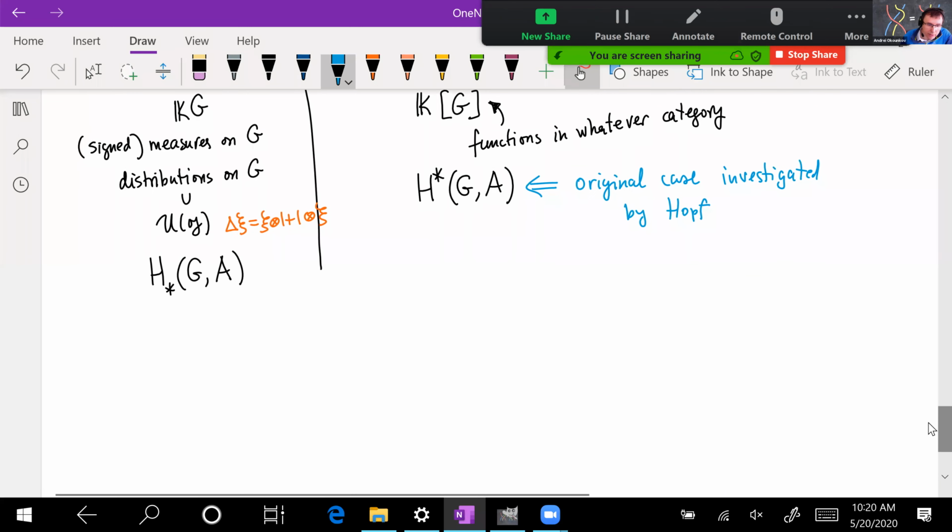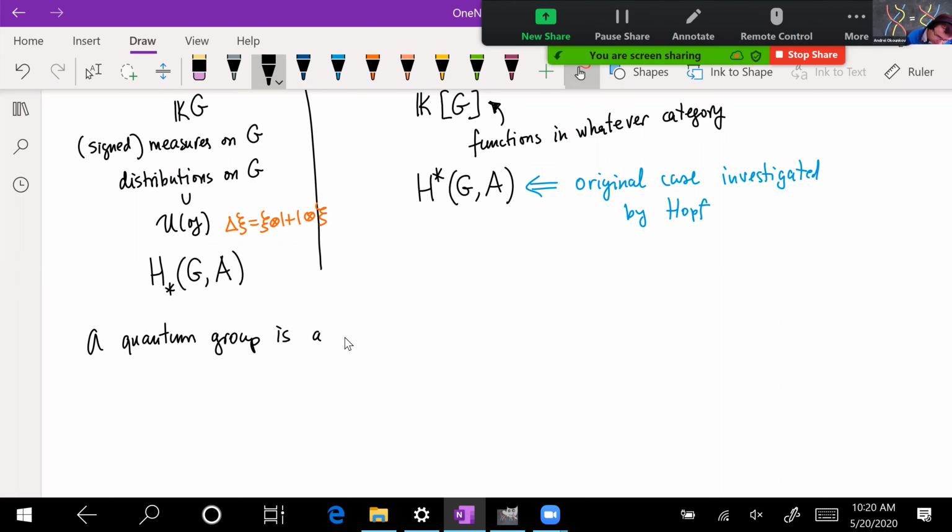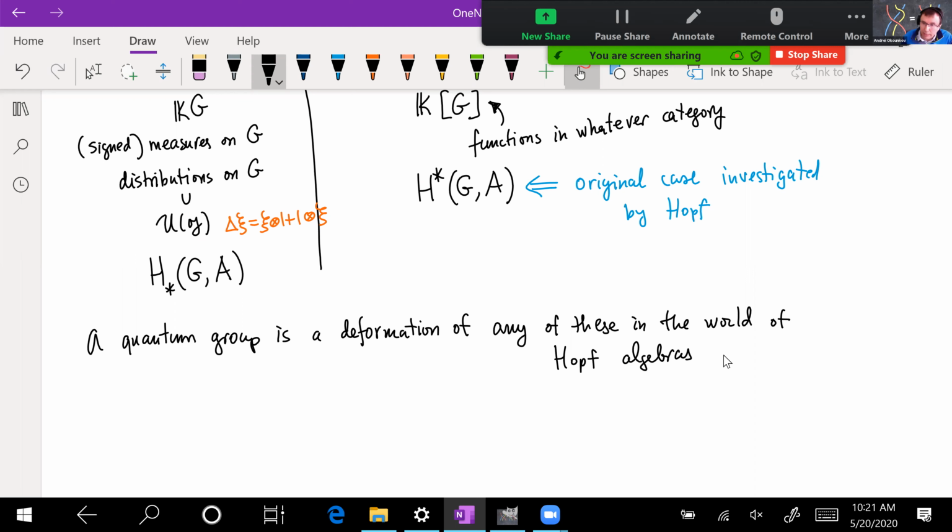So now a quantum group is a deformation of any of this in the world of Hopf algebras. That's the definition, if you want to say.